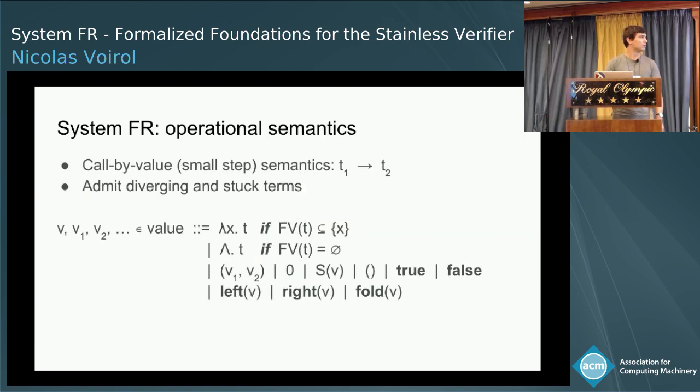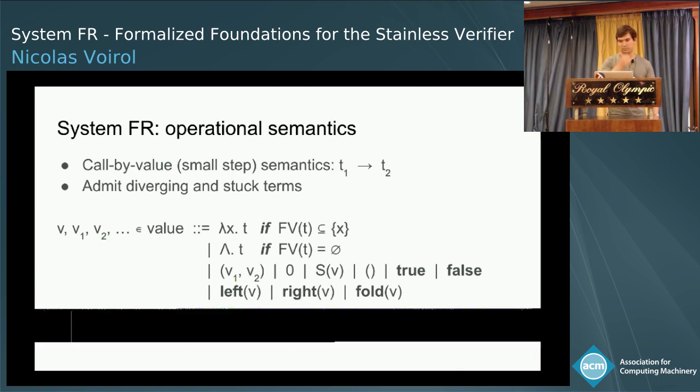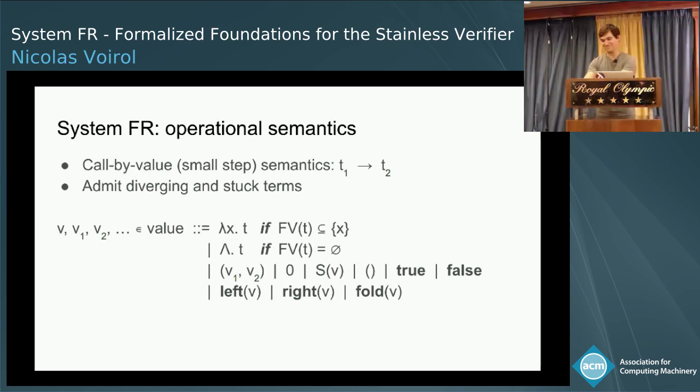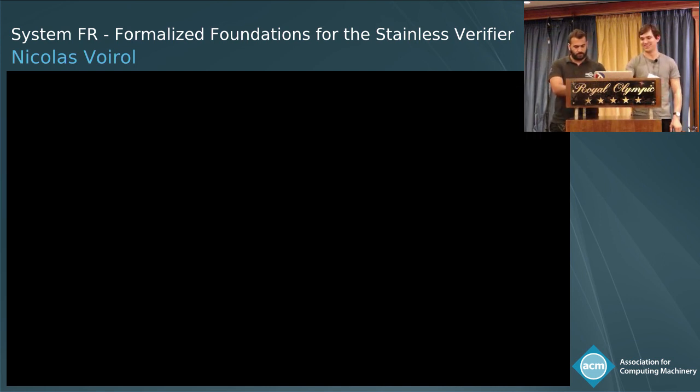So we have call-by-value operational semantics. We define them in a small-step semantics, which is kind of expected. You get the usual terms and values, nothing weird going on here. And then the more interesting thing is types, which you might see soon.